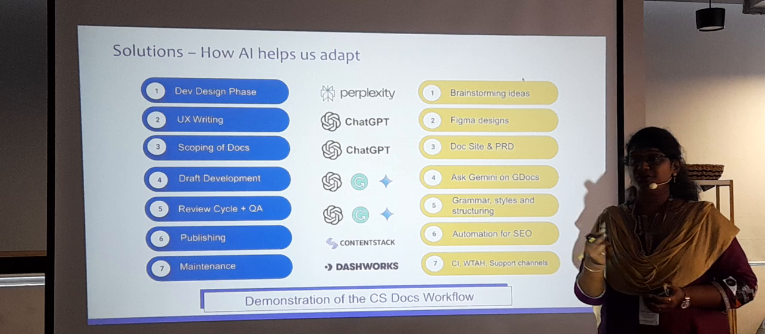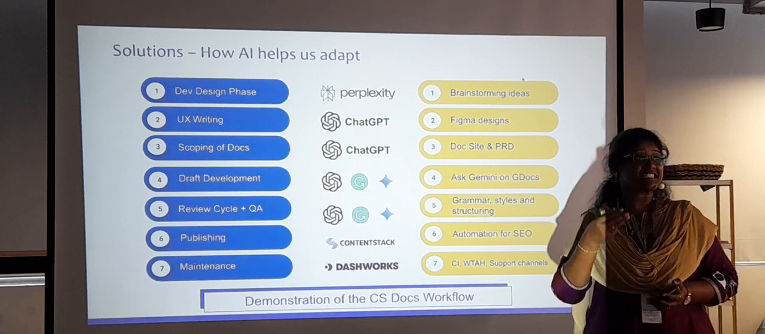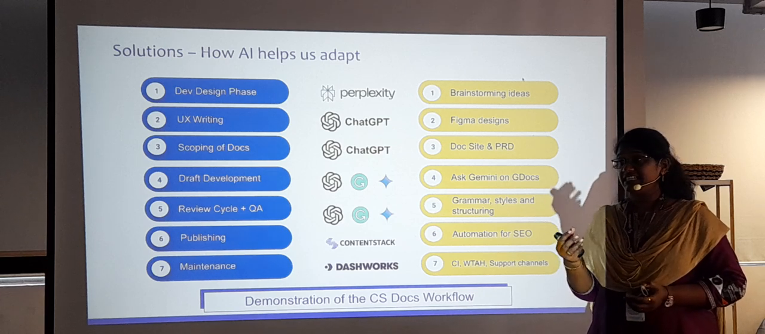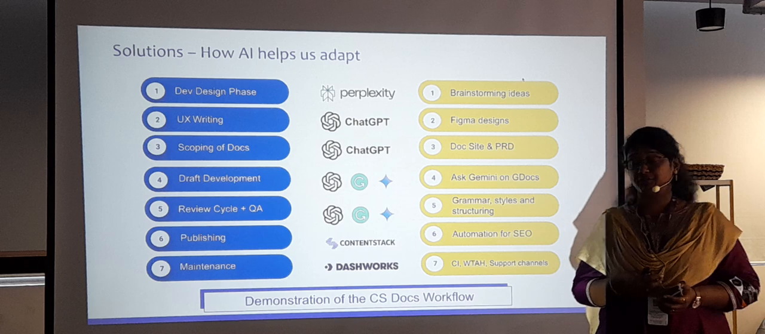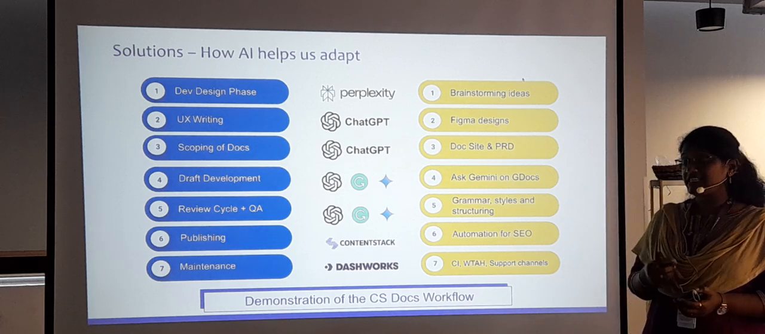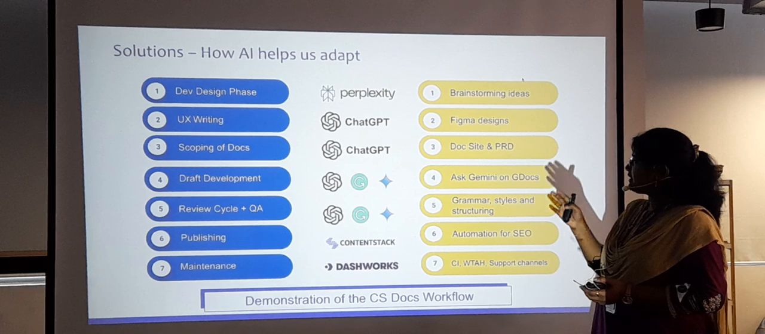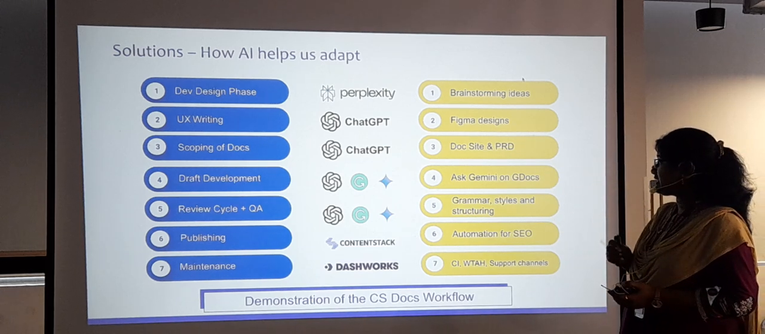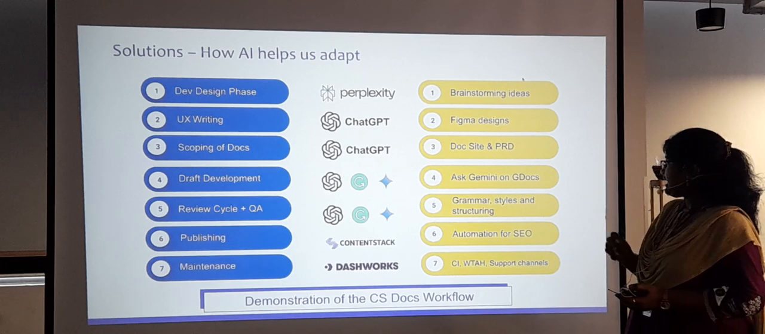I'll give you a walkthrough of how it happens, but to let you know, it lists out all articles from the existing content where this needs an update. Not only that, it also suggests all the new docs that might have to be created. We've seen that this saves a lot of time for us. We use various tools in the draft development phase and review phase, and for publishing we use our own product, Contentstack.